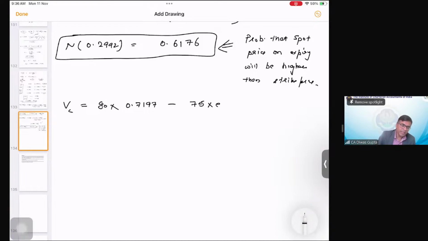e raised to the power minus t into r. So T will be 6 by 12, correct? Multiplied by ND2, which is 0.676176.